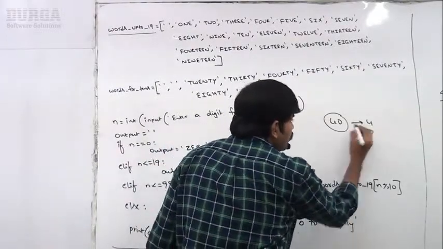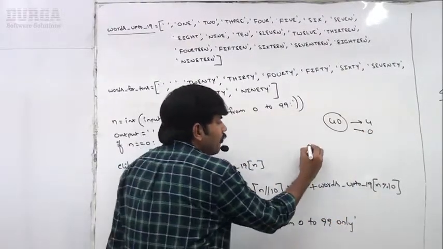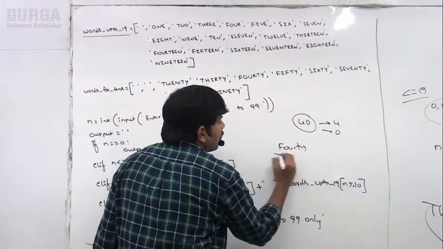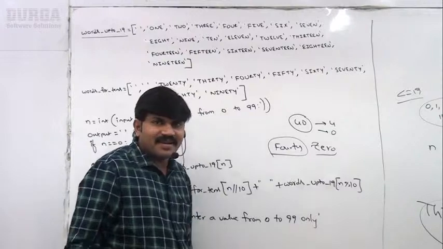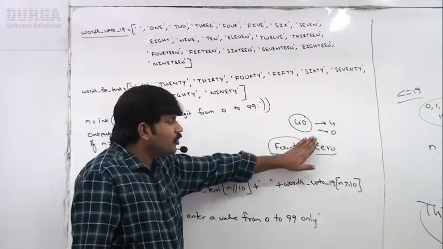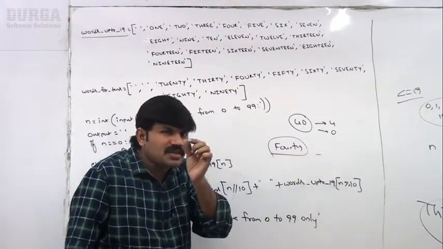Remainder is what? 0. Then what do I have to print? You just require to print 40, that's all. You can't print 40 0 like that. Regarding just 40, we require to take. Sir, you can't take 40 0 like that. That is a small thing that is there.